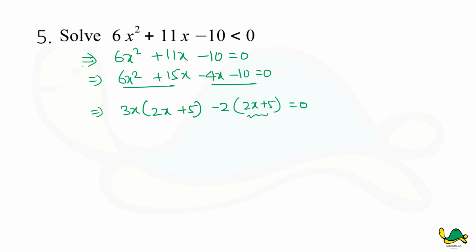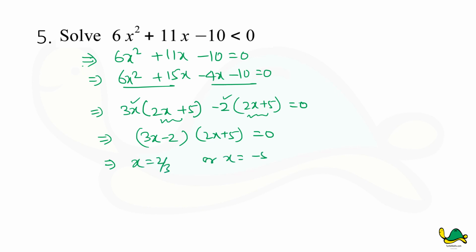As soon as you get the same number over here, you can combine them and write them as factors. So 3x minus 2 times 2x plus 5 is equal to 0. That means product of two numbers is equal to 0. That means either x is equal to 2 over 3 or x is equal to negative 5 over 2. Now look at the coefficient of x square, which is positive 6. It means we will have happy face or concave up, and the x-intercepts that we have got are negative 5 over 2 and 2 over 3.